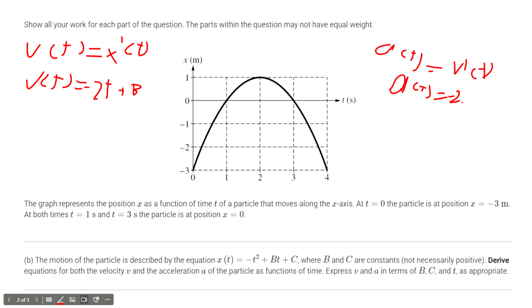Remember, it is important to start, on the AP test, with just the base equations, a of t equals v prime and v of t equals x prime, before differentiating.